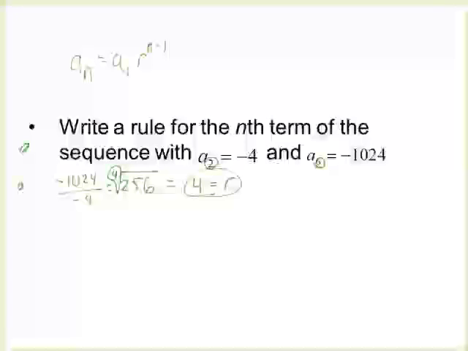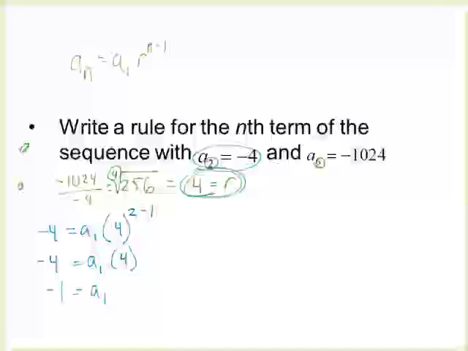We then use our ratio and one of the terms, and it does not matter which one, to plug into the rule. So negative 4 equals, we do not know a sub 1, r is 4, n is 2, then minus 1. That gives us just a first power, so just a 4. And a sub 1 is negative 1 then. Then we use a sub 1 and r to finish out our rule.